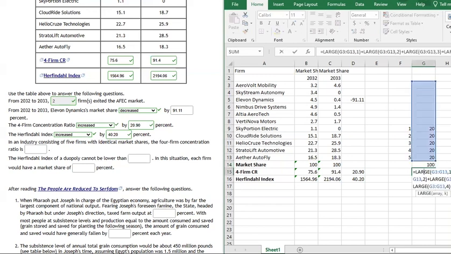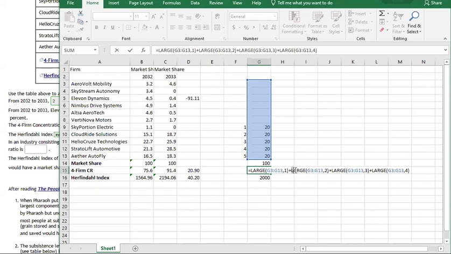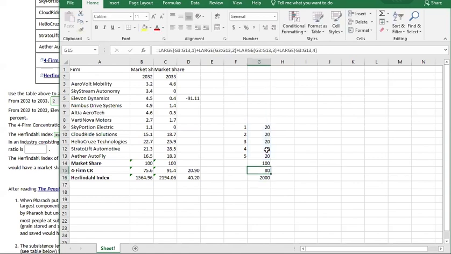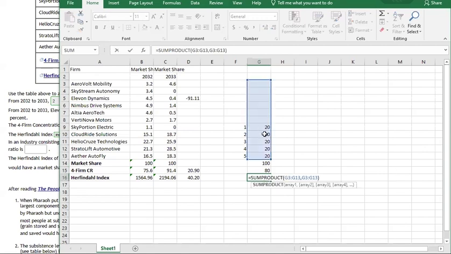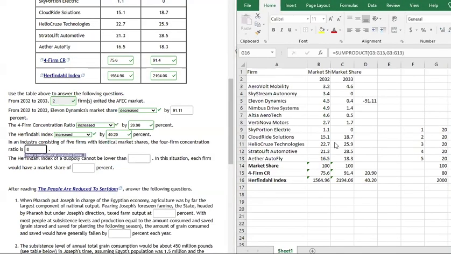The four firm concentration ratio is the largest plus the second largest, plus the third largest, plus the fourth largest. Well, that's just 20 plus 20 plus 20 plus 20. So the four firm concentration ratio would be 80. The Herfindahl index would be 20 squared plus 20 squared plus 20 squared plus 20 squared plus 20 squared. So 20 squared is 400. 400 times 5 is 2,000. So we enter the four firm concentration ratio for this scenario as 80.